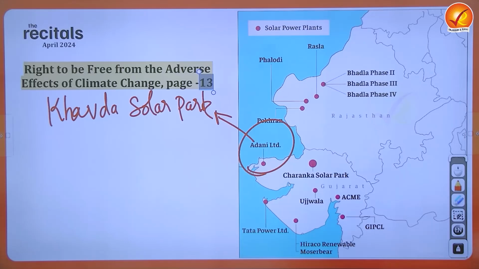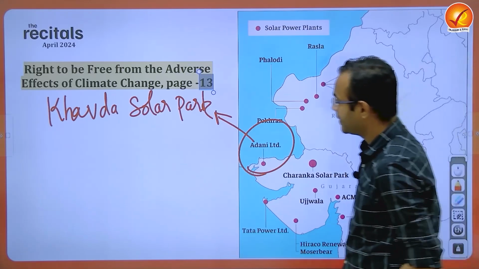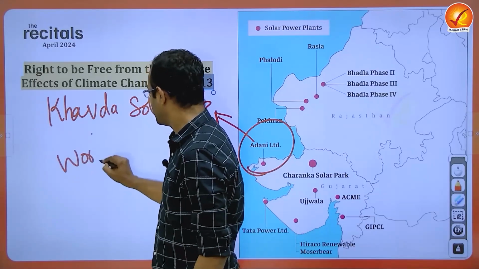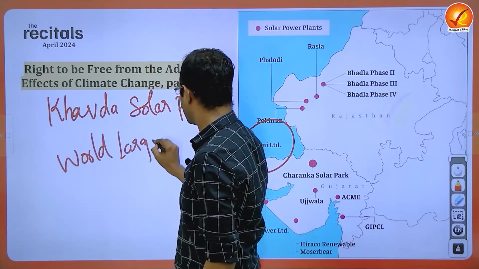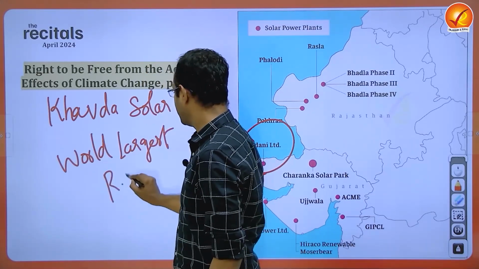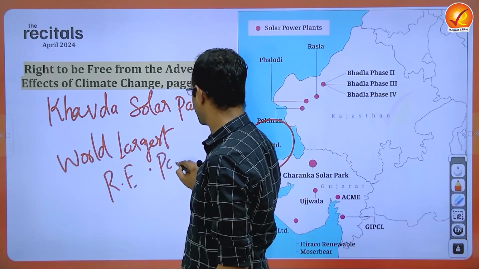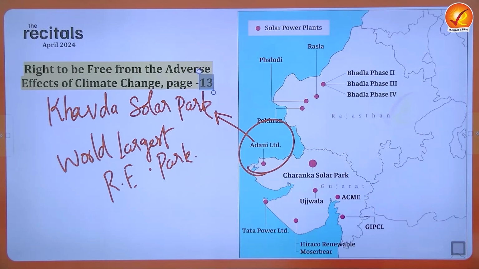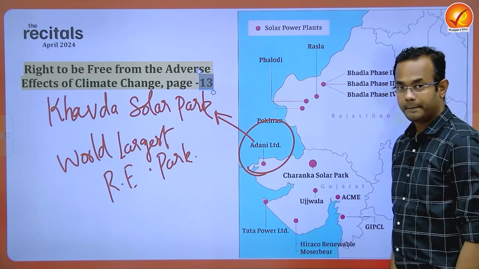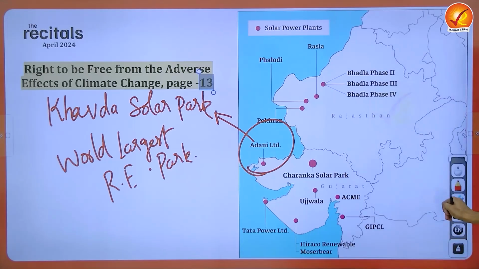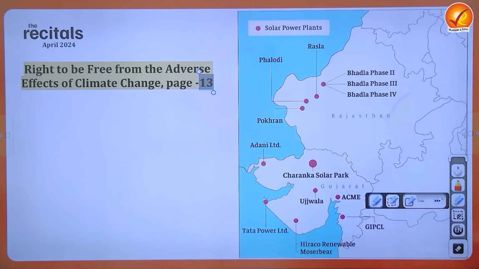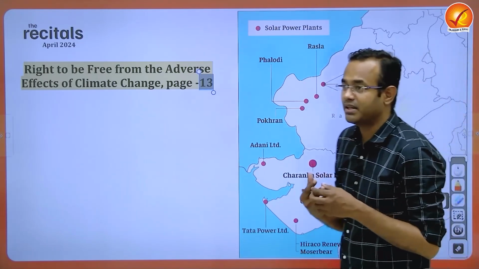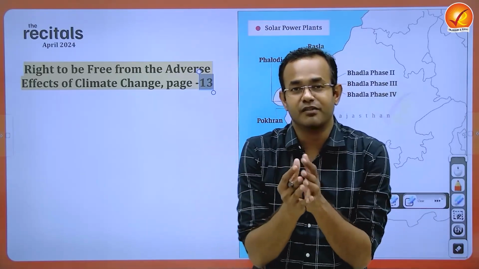The next one, Khavda Solar Park. This is the world's largest renewable energy park, located in Gujarat. When it comes to renewable energies, the kind of question that comes in Mains is about the potential for renewable energy.